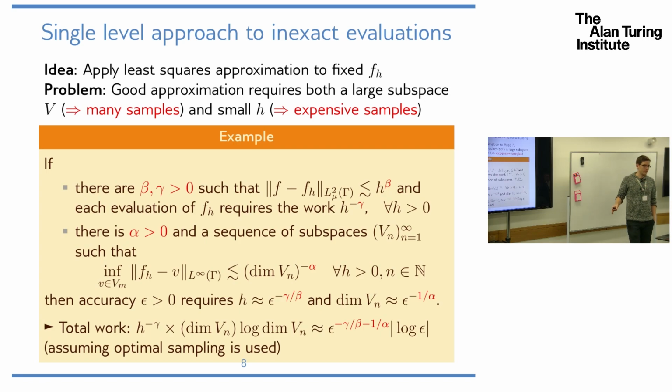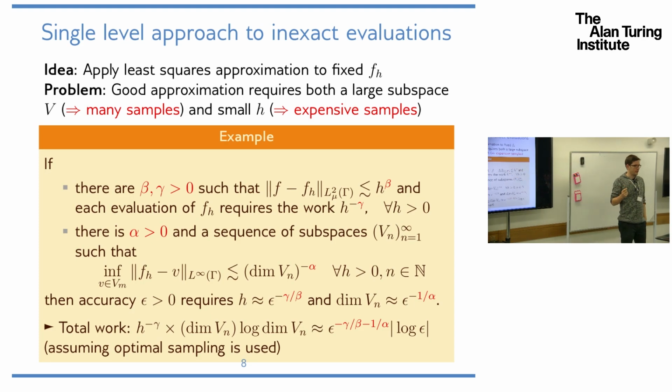Now, what I call the single level approach here, which is just the straightforward thing to do, is that you just ignore this and you just fix one of those h's, and then you apply a least squares approximation to that function fh. The problem with this is, of course, if you want to have better and better approximations, you need larger and larger polynomial subspaces to capture this function f, and you need smaller and smaller h, which will mean more expensive samples. So, for example, I'm going to do some analysis just so I can compare it later on to the multi-level analysis. If you can establish that your finite elements converge at the rate h to the power beta, and then also that when you integrate this over the parameter domain, you get the same rate.